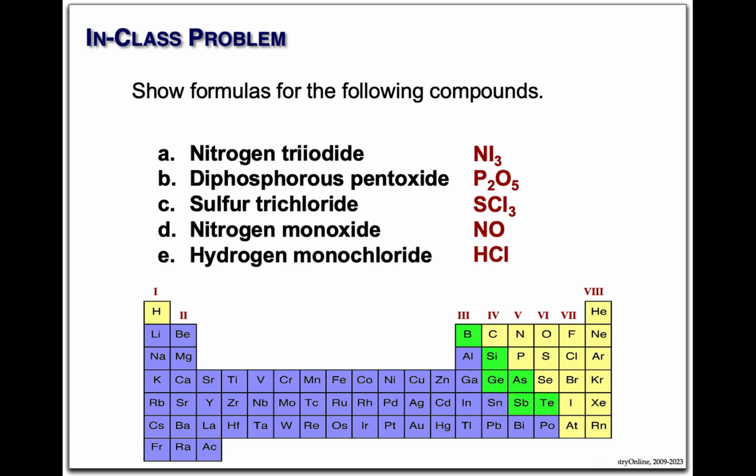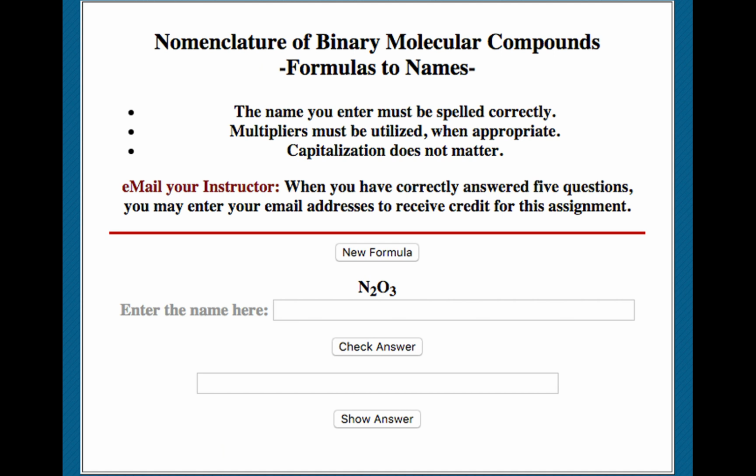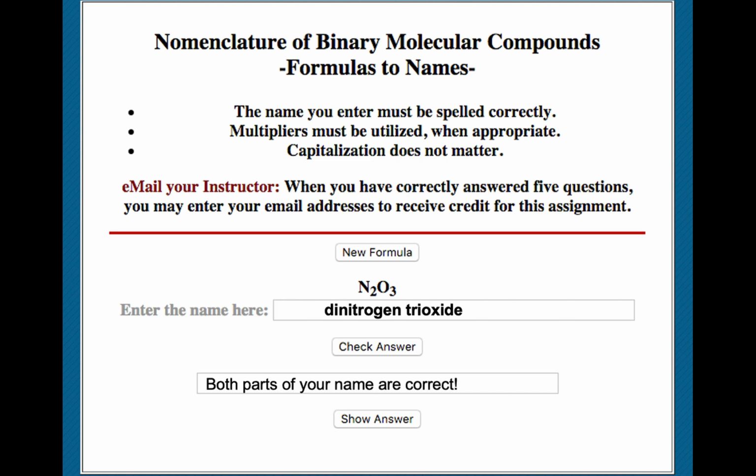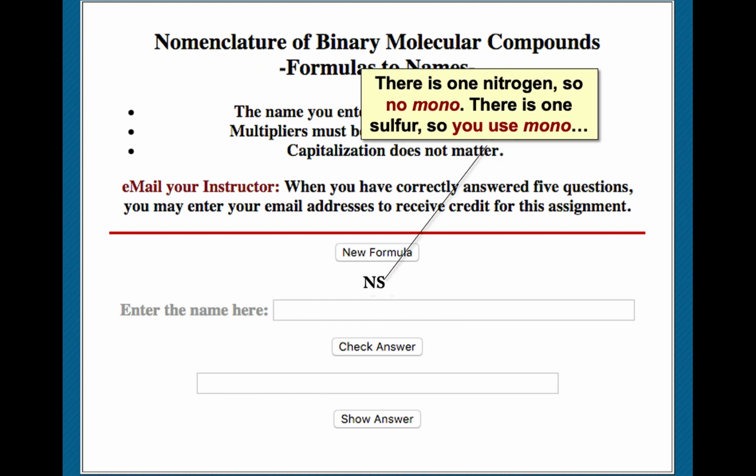All right, let's look at the next tutorial here. This is binary molecular compounds, formula to name. We have 2 nitrogens, that's a dinitrogen. We have 3 oxygens, that's a trioxide. Multipliers are di and tri. 2 words, dinitrogen trioxide. NS. 1 nitrogen, we don't use mono. 1 sulfur, we do use mono. Nitrogen monosulfide.